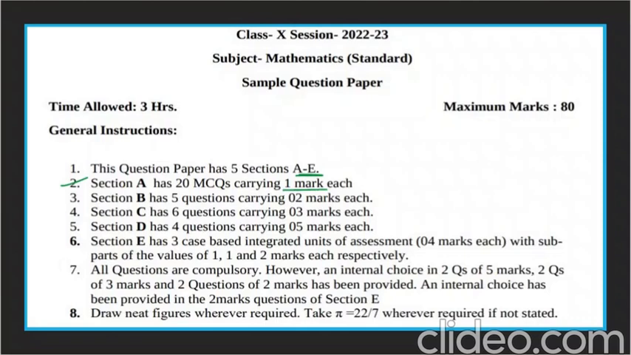Section B has 5 questions, 2 marks each. B, C, D, E are subjective questions. Section C has 6 questions of 3 marks, and section D has 4 questions of 5 marks each. Section E is a case based question where you will be given a case study and you have to solve it. Internal choices are also given in subjective questions, and wherever diagrams are necessary, we should draw good diagrams, and for pi we can take 22/7 wherever required.